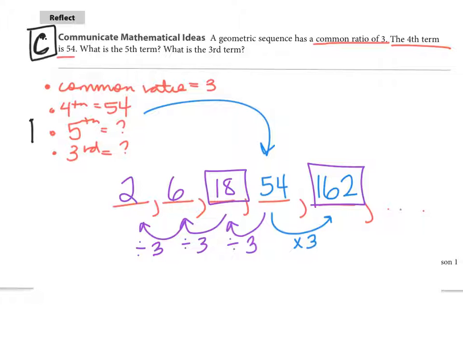So the biggest thing you need to take away here is sometimes you're going to go forward and multiply, or you might have to go backwards and divide. So pay attention to the direction you're going, and notice you'll have to use opposites to go different directions.